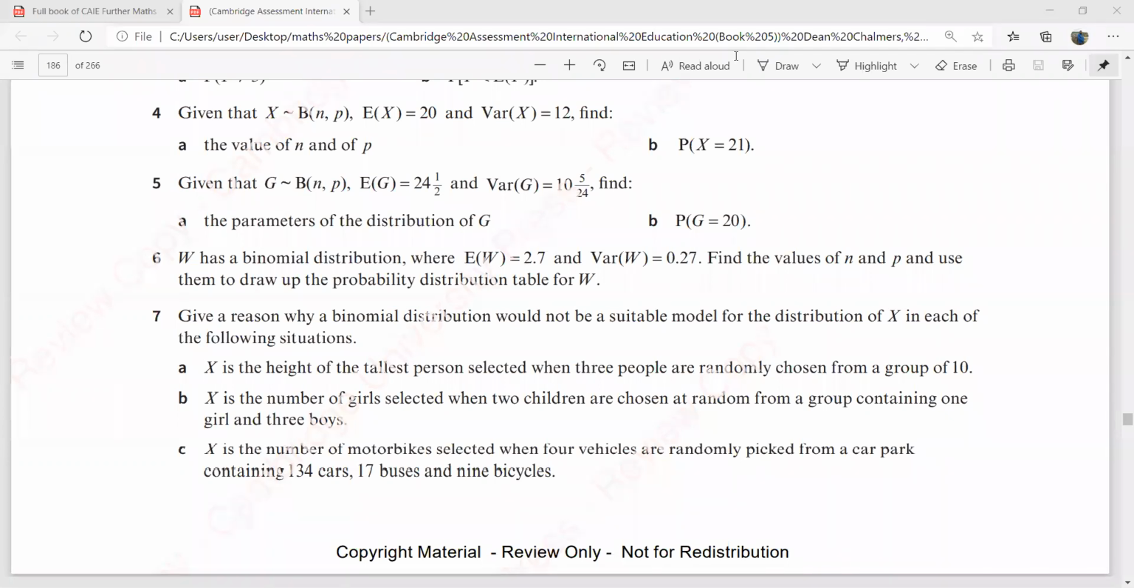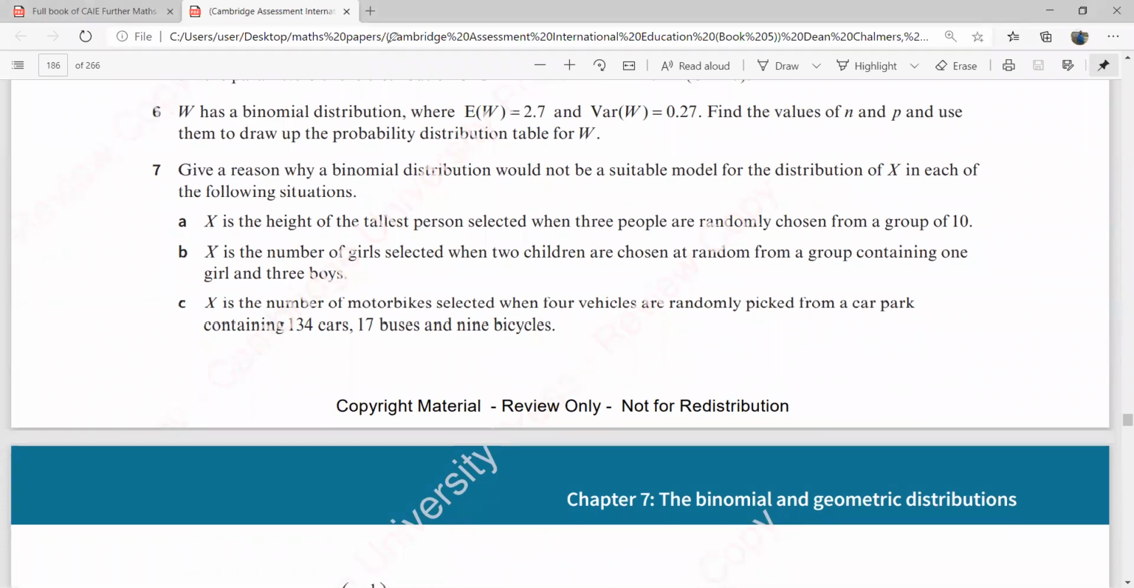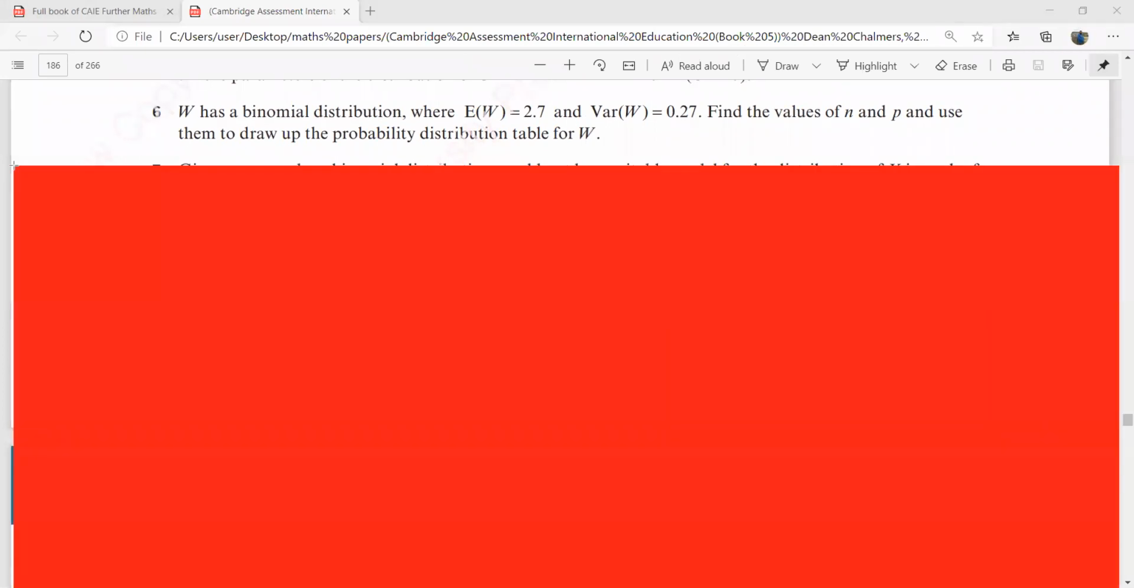There is one thing over here that I want you to try. Look at this question. It says W has a binomial distribution where E of W is this, and he's asking you for the probability distribution table. Remember in your previous chapter you have seen how to draw the probability distribution, right? So we're going to do the same over here.